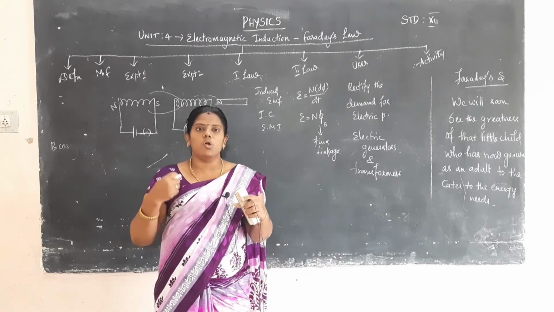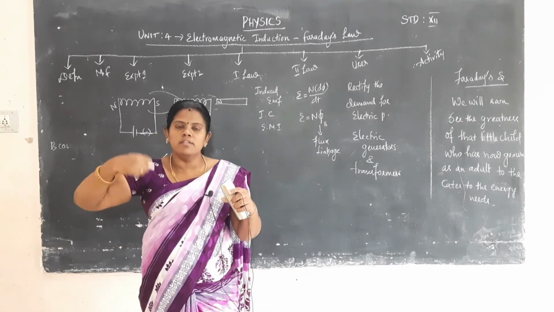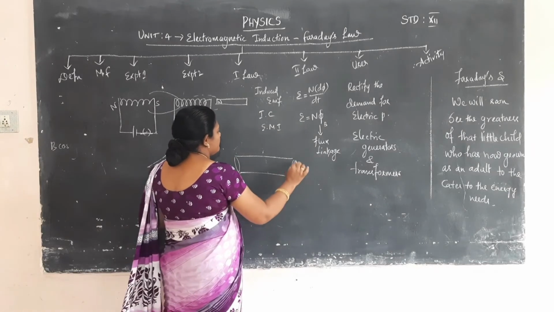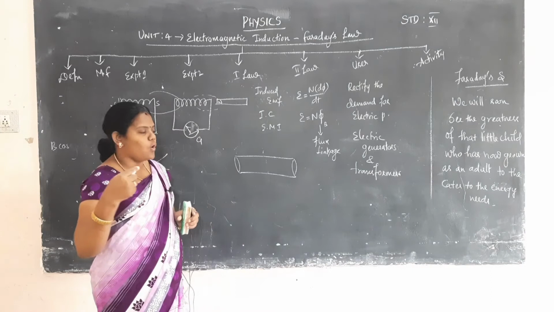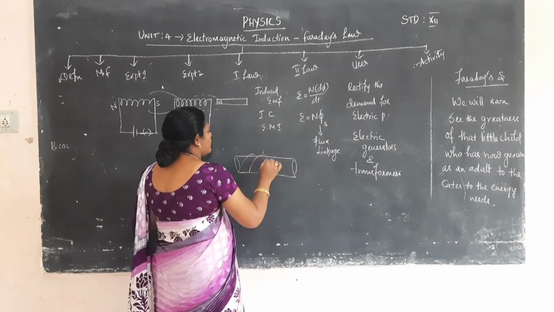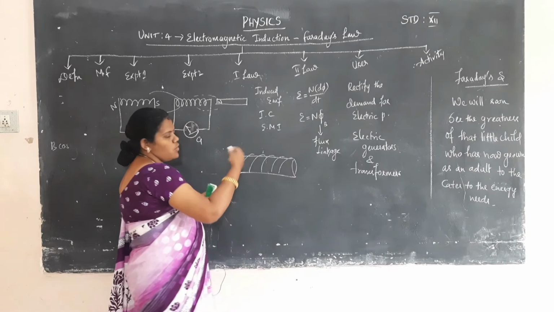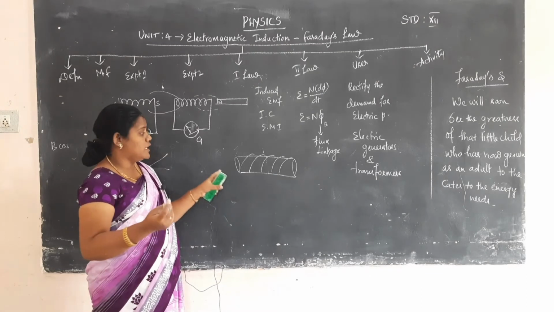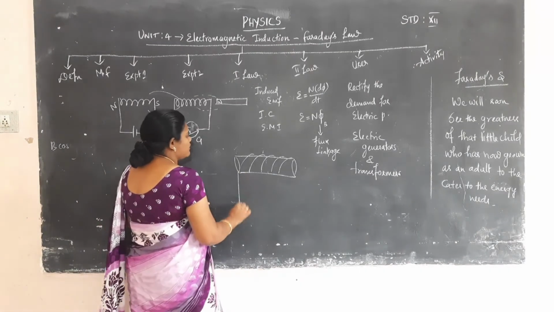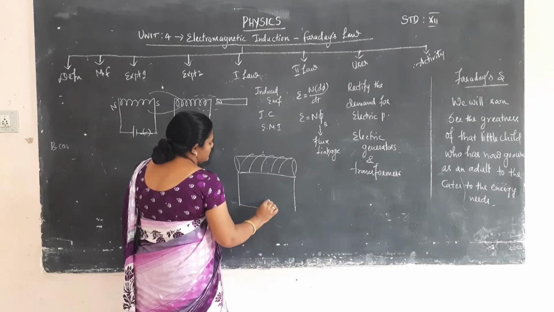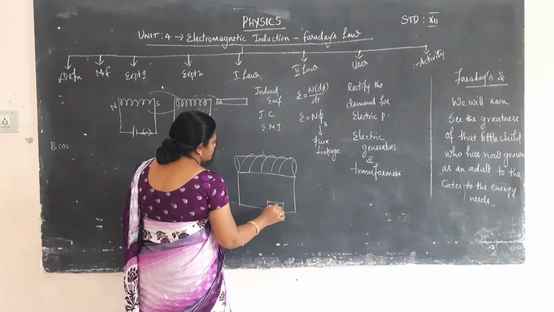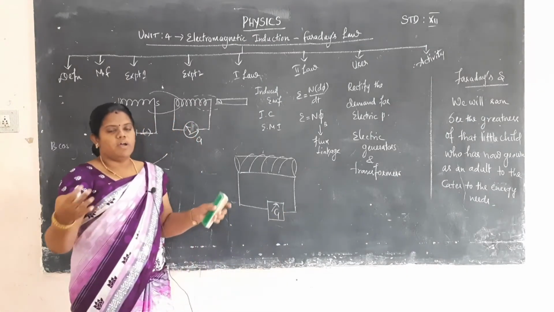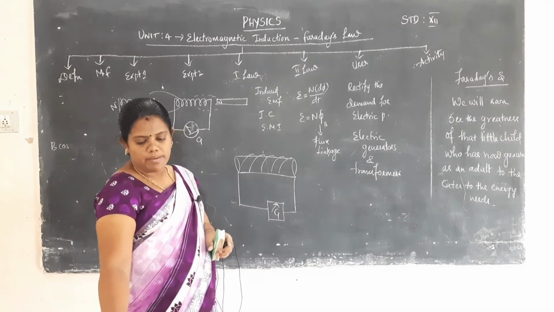We have to take the copper wire. We take one metal tube made of aluminum, and the copper wire is wound completely over the cylindrical metal tube. The two terminals of the wire are connected to the two ends of the galvanometer.